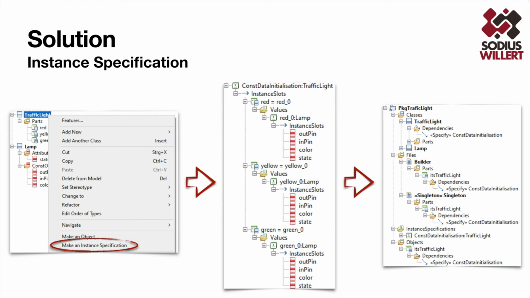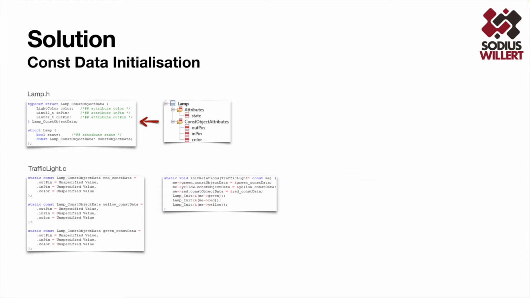This can be either from the corresponding class or from a global object that is of the same type as the instance specification, or from an object that is part of a file or singleton. In the following example, there's a dependency from the traffic light class to the instance specification. The now generated code for the traffic light class is now completed as follows.